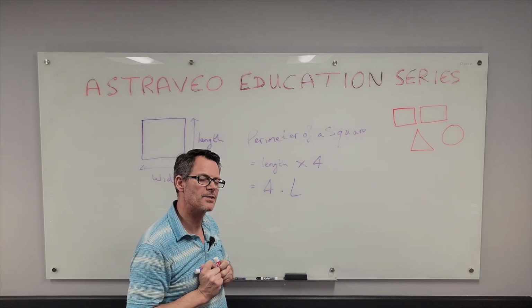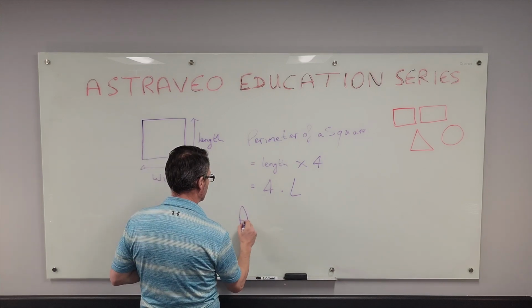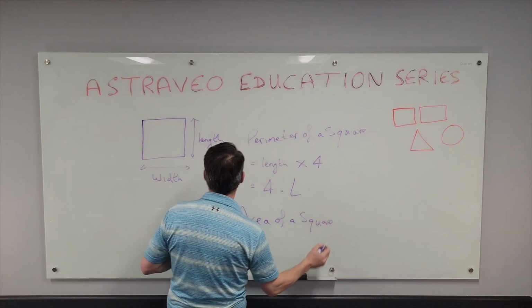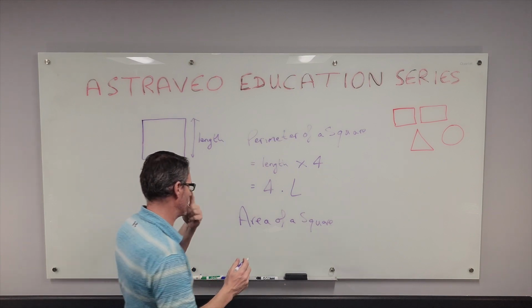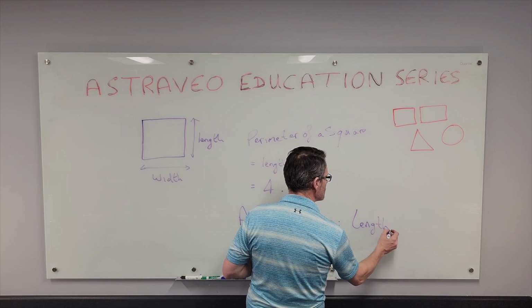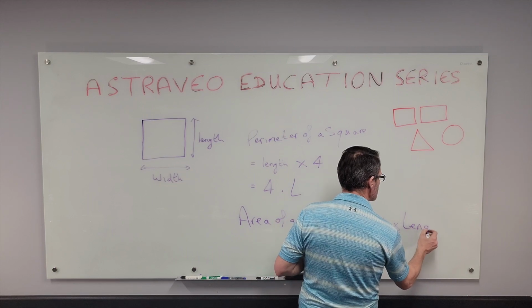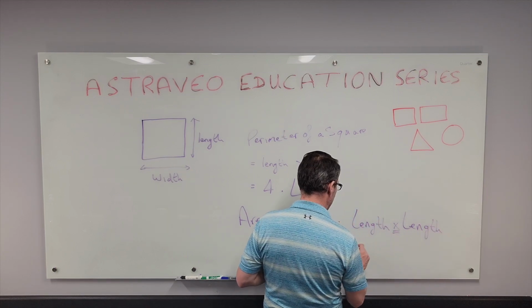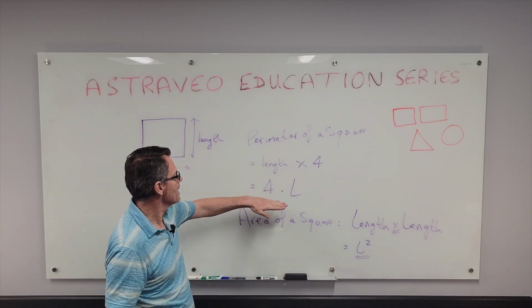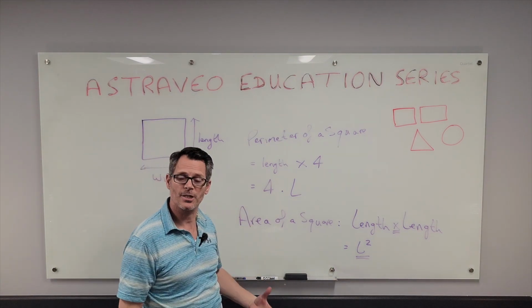What do you think the area is? So it's a little bit more complicated. You have to actually know this. So the area of a square, to work out how much space it takes up, it's basically one side, one length, multiplied this time by another length. But the lengths are the same in a square. So it's just length times length, which is length squared, L squared. So for a square, its perimeter is 4 times its length. For the area, it's just length squared.